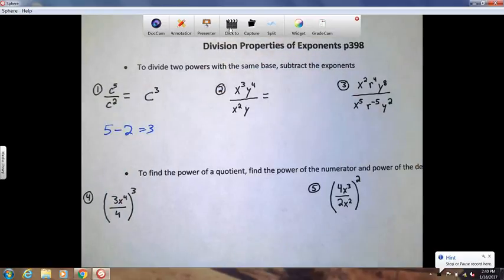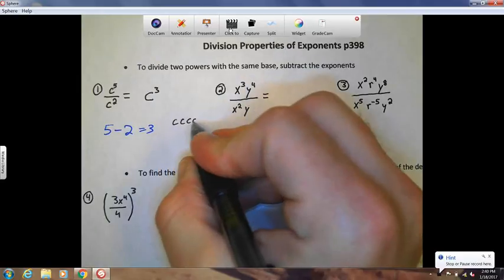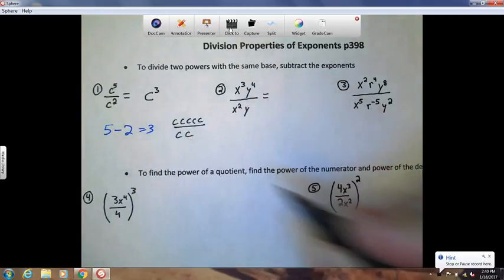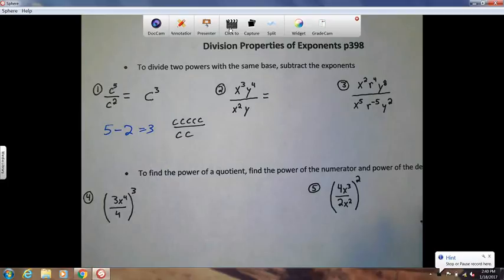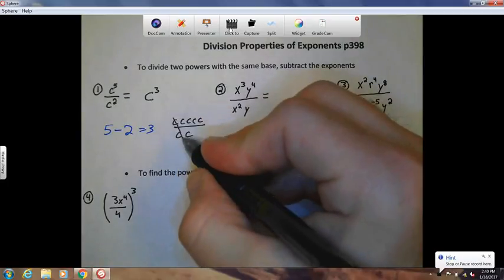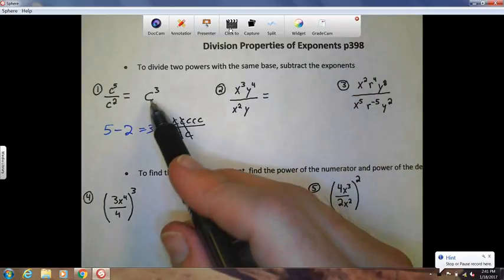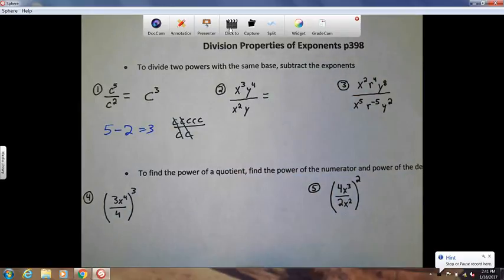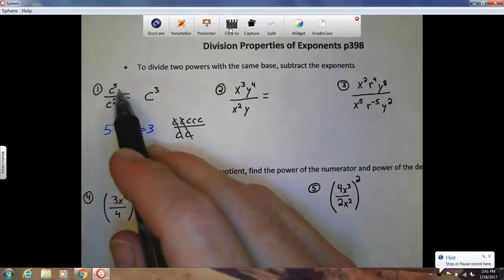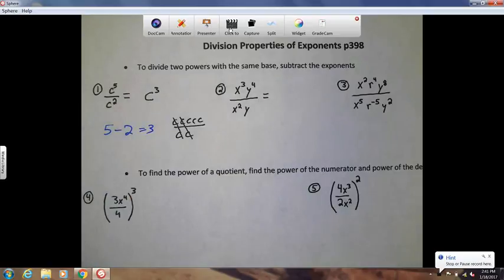Another way to think about this is C to the fifth looks like this. So you could cancel these out, and you're left with C to the third, and your answer is always in the numerator. So that's something you want to write down. Numerator minus denominator, answer is in the numerator.